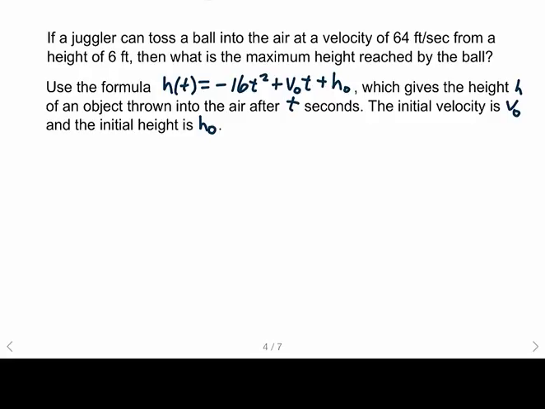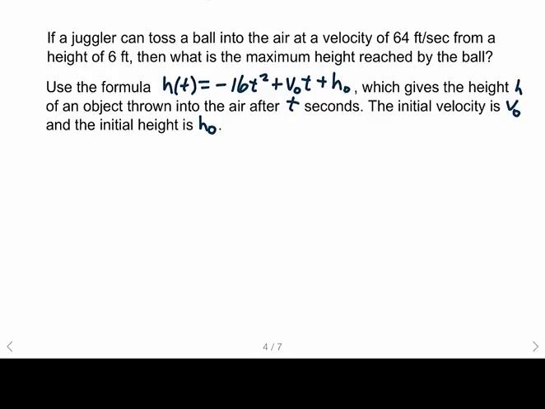Next, if a juggler can toss a ball into the air at a velocity of 64 feet per second from a height of 6 feet, then what is the maximum height reached by the ball? We're given a formula to use. H of t is equal to negative 16t squared plus v sub 0 t plus h sub 0, which gives the height h of an object thrown into the air after t seconds. The initial velocity is v sub 0. The initial height is h sub 0.